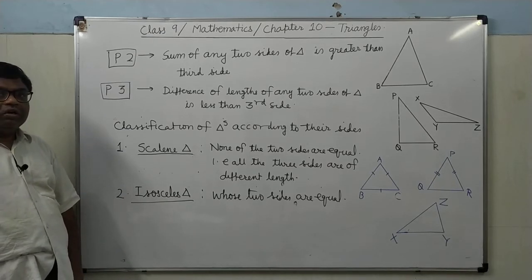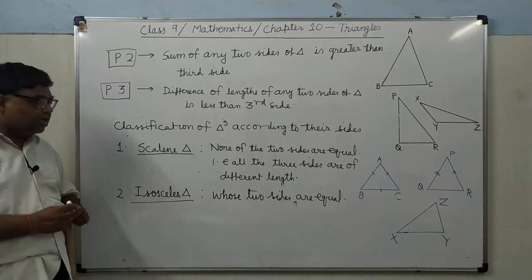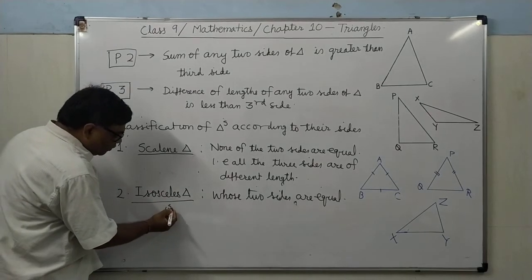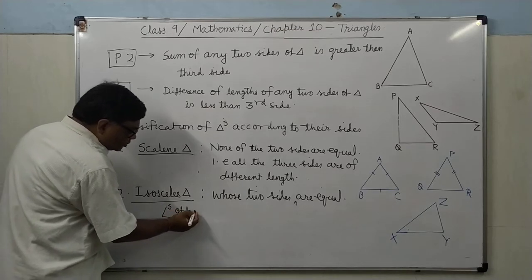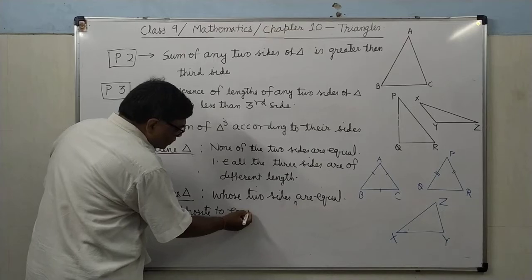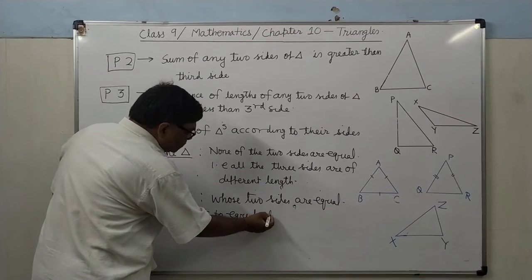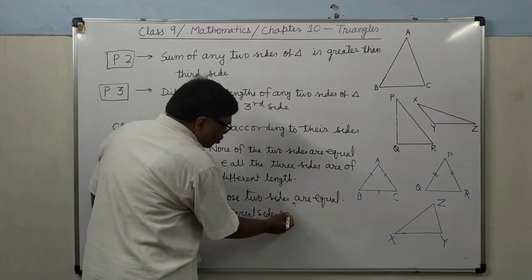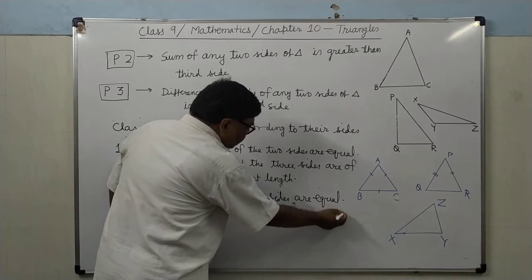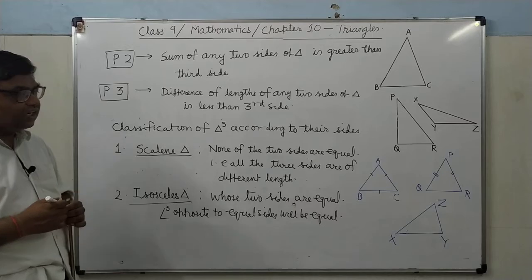Now, there is one more property of isosceles triangle. Angles opposite to equal sides will be equal. The angles which are opposite to the equal sides will be equal.